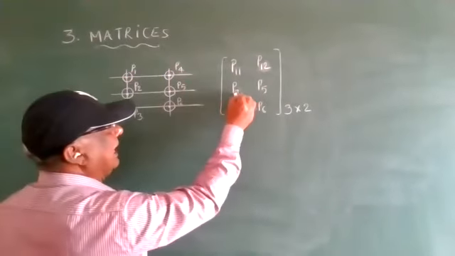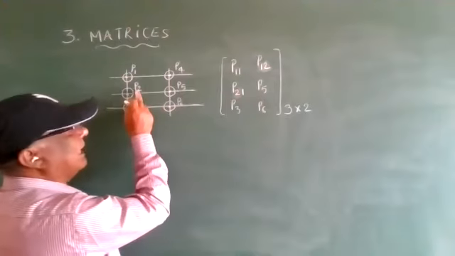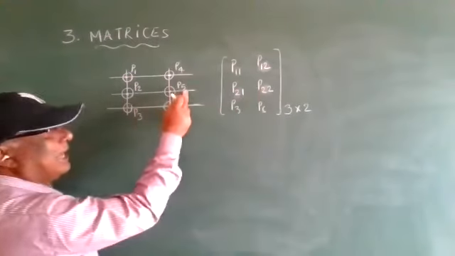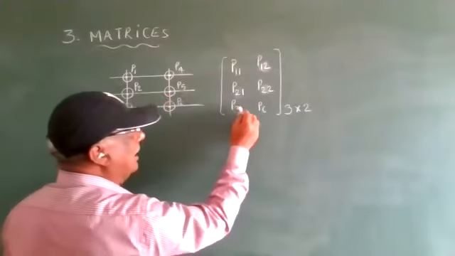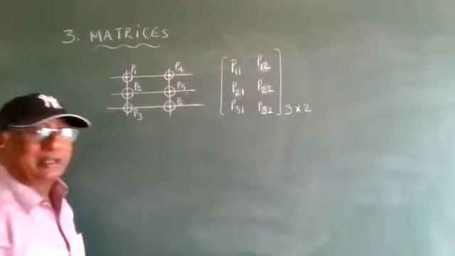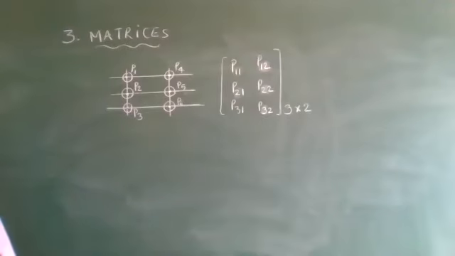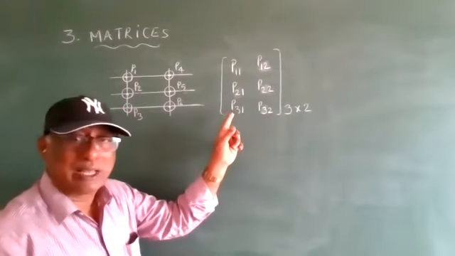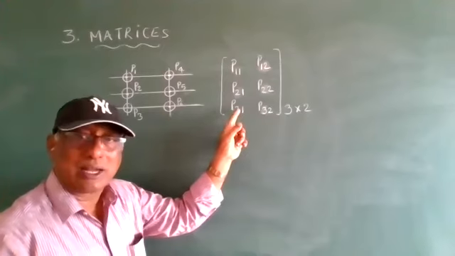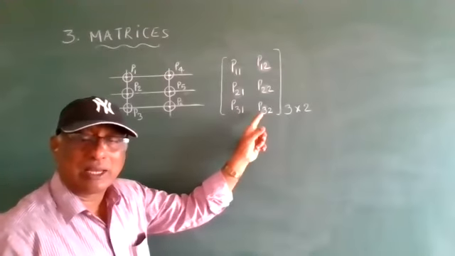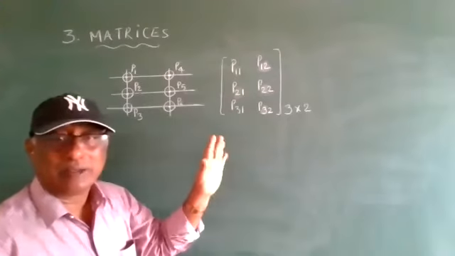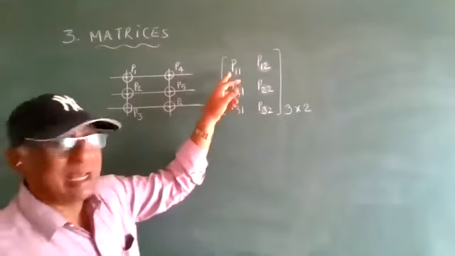Next, second line, first point; second line, second point; and third line, first point, and third line, second point. Okay? So it lies on the third line, the third horizontal line and first vertical line. It lies on the third horizontal line, second vertical line. Okay? So simply we read it as a.